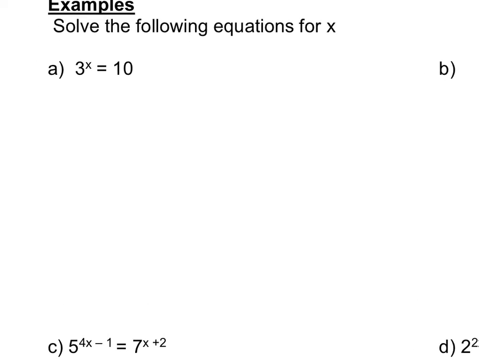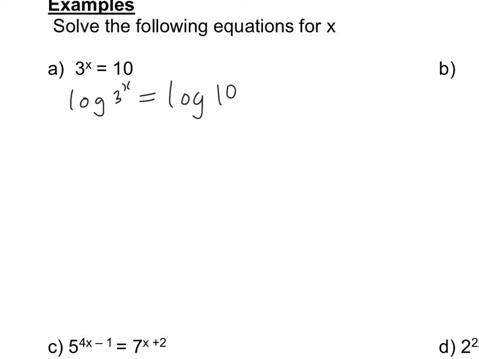3 to the power of x equals 10. We know that 3 squared is 9 and 3 to the power of 3 is 27, so the number is going to be somewhere in between, but we can't just use trial and error, we need to use the method of logs. So if it's true that 3 to the power of x equals 10, then the log of 3 to the power of x should equal the log of 10.